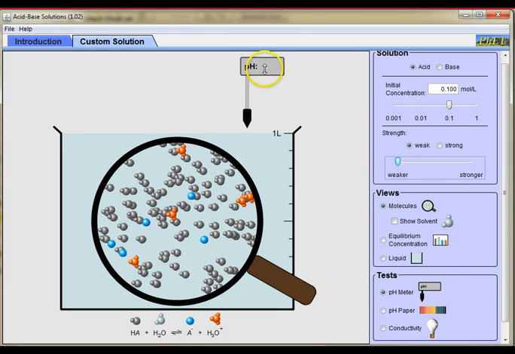Alright, so now let's check the pH of the solution. We should get a slightly acidic pH, which is going to be around, I guess, 4 or 5, something like that. It gets around 5.5. So we'll keep the pH meter dipped in, and what we'll do is increase the strength of the acid. What do you think should happen if we increase the strength of the acid? Should the pH go down or go up?